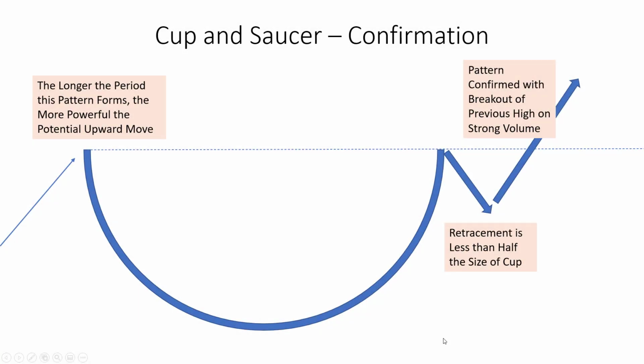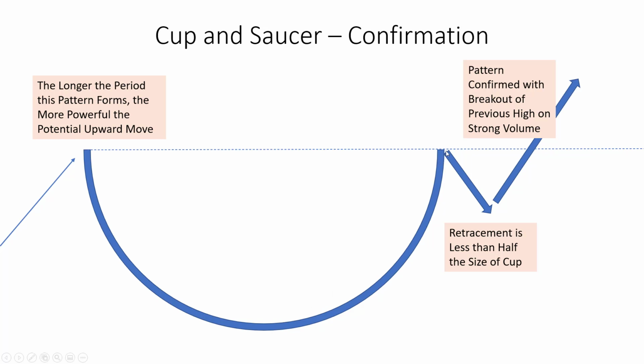What can give us confidence in a cup and saucer pattern? Well, this first point here is we want the pattern to occur over a longer period. So we don't want to see this cup formed over several weeks and then the handle over a short period. We want it to be at least several months in forming and even potentially over years, because the longer the setup for this price pattern, the stronger the potential bullish move. So we're looking at a longer period.